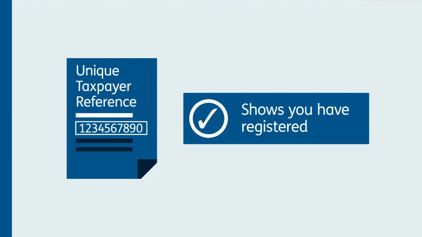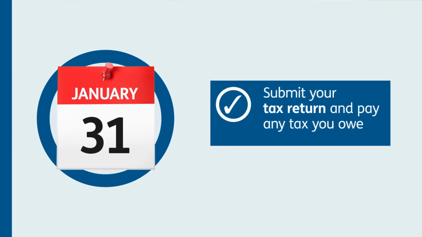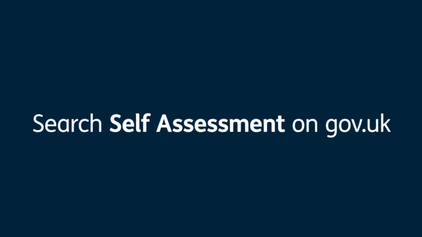You need to register to pay tax as a self-employed person by the 5th of October in the tax year that's after the one when you became self-employed. So make sure you give yourself enough time. Remember to submit your tax return and pay any tax you owe by the 31st of January or even earlier if you can. For more information, search self-assessment on gov.uk.